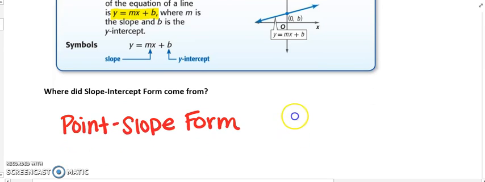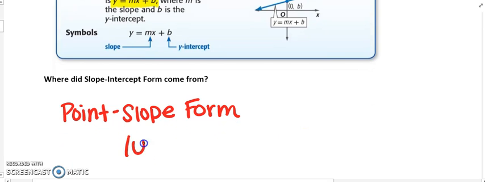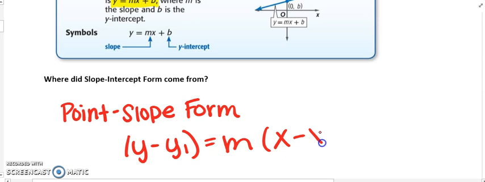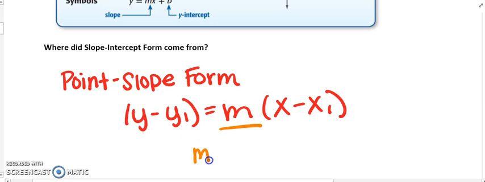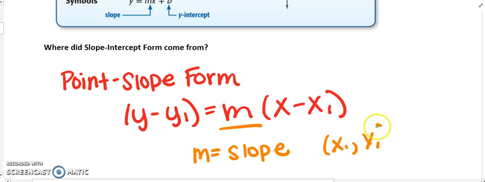While I'll rarely have you write in point slope form, it is really important that you know point slope form, because normally you will want to start there in order to get your final answer. Your final answer won't be in point slope form most often, but it's easy to start here. This is where m is still your slope, and then you have a point, hence point slope form, your point x1, y1.